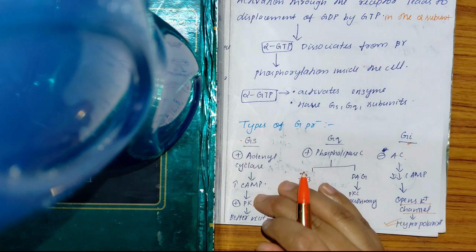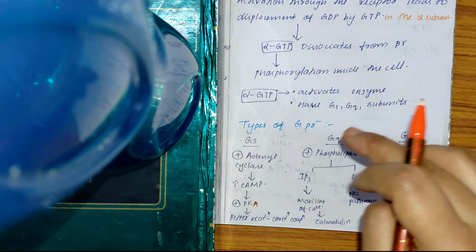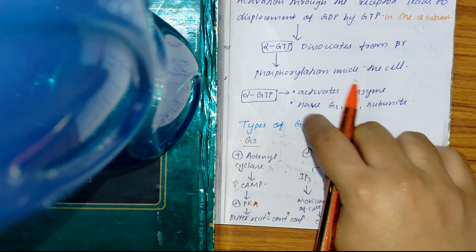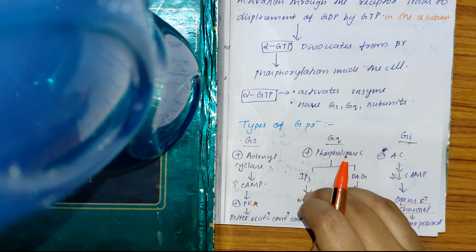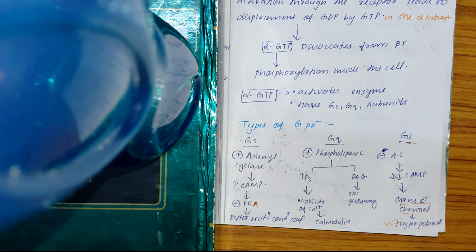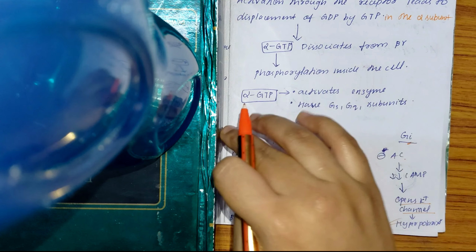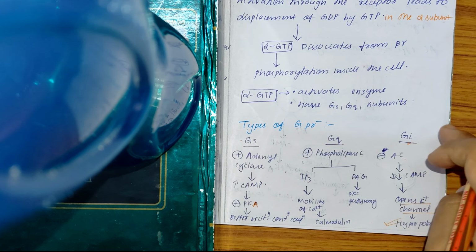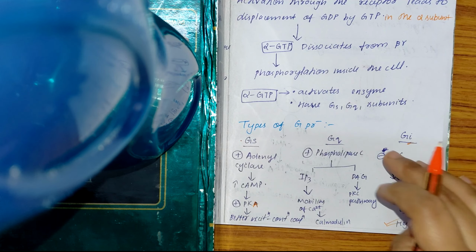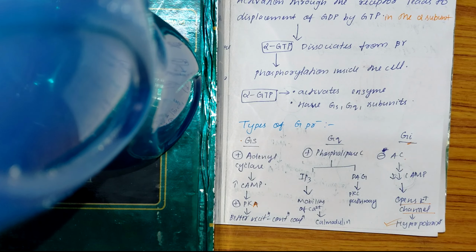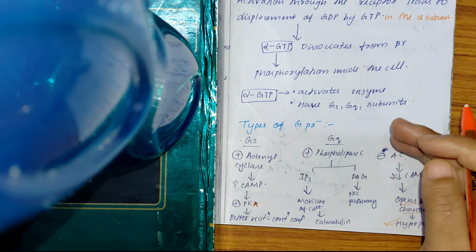Gs: adenyl cyclase, increased cAMP, PKA pathway. Gq: phospholipase C converts to IP3 and DAG, IP3 mobilizes calcium, DAG activates the PKC pathway. Gi: the opposite of Gs, inhibits adenyl cyclase, decreases cAMP, opens the potassium channel, leading to hyperpolarization.